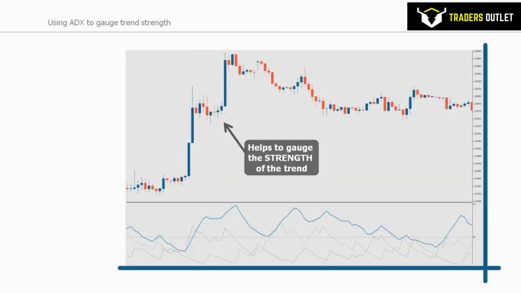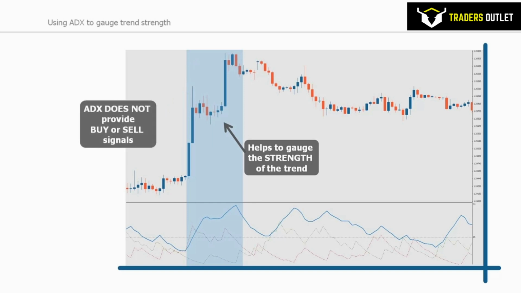The ADX is very useful in helping you gauge the strength of the trend. This is beneficial if you are a trend trader and are looking for strong trends which can offer high probability trades. It is important to note that the ADX does not provide buy or sell signals.